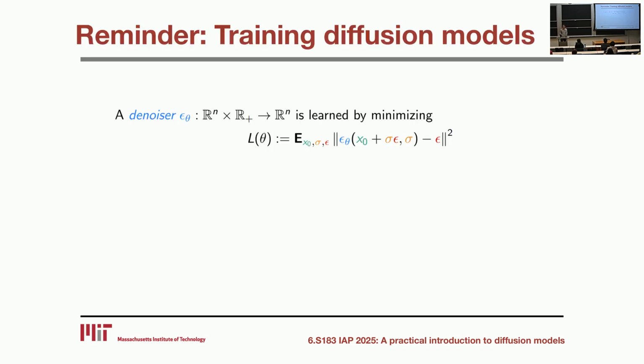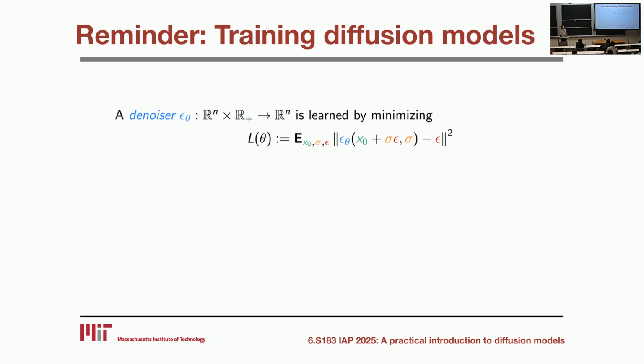On the first lecture, Chenyang prepared these beautiful slides with different colors that I just stole from him that basically explain the training procedure. So our denoiser neural network, epsilon theta, is a function from R^n, which is an image, and R plus, which is a time step. It maps us to another image, right?